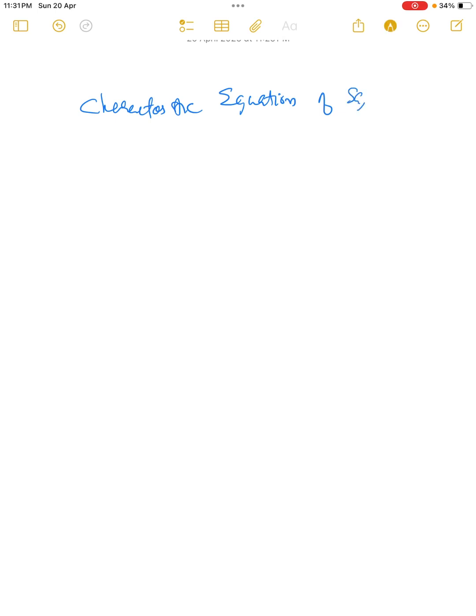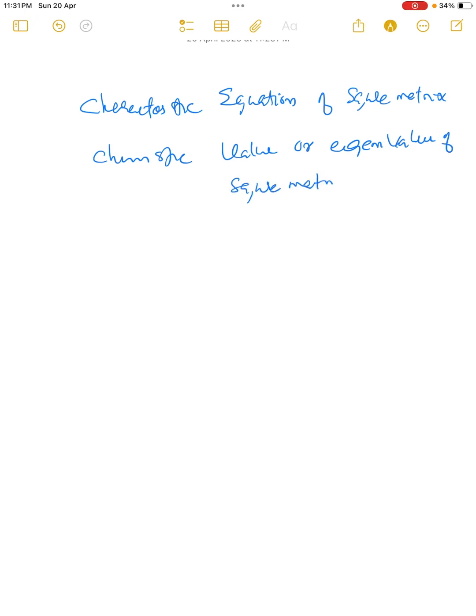of a square matrix, and characteristic values or eigenvalues of a square matrix. Okay, first I am going to define what a characteristic equation is.